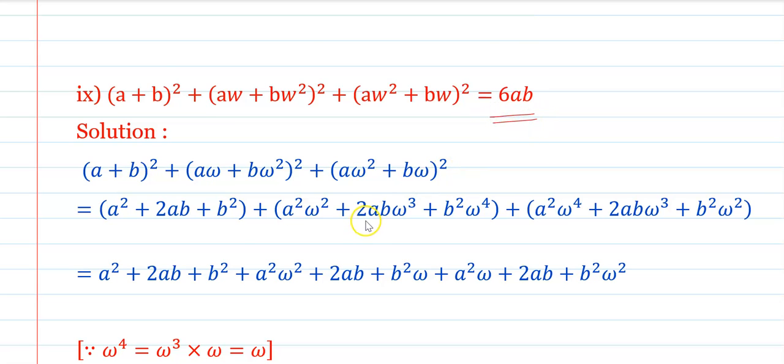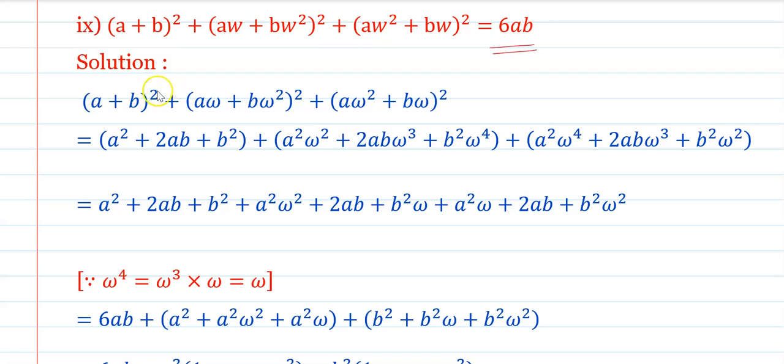We have to prove this. Now see this, the first a plus b bracket square means what, a square plus 2ab plus b square. This is the first one. Next a omega plus b omega square bracket square, the expansion of this is, a omega bracket square means a square omega square plus 2 times a omega into b omega square, therefore you will get 2ab omega raised to 3 plus b omega square bracket square means b square and omega raised to 4.